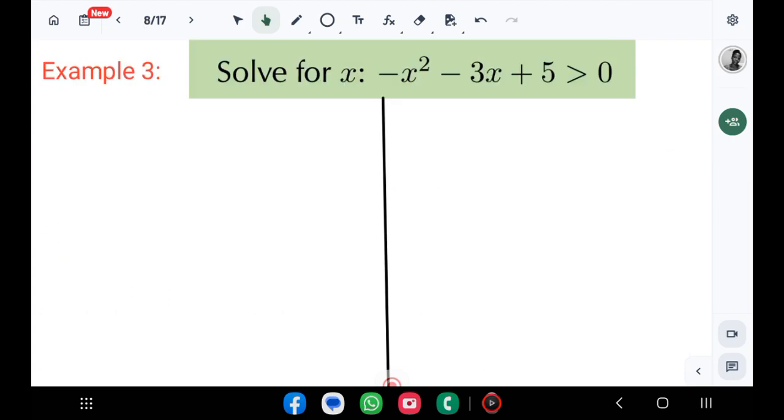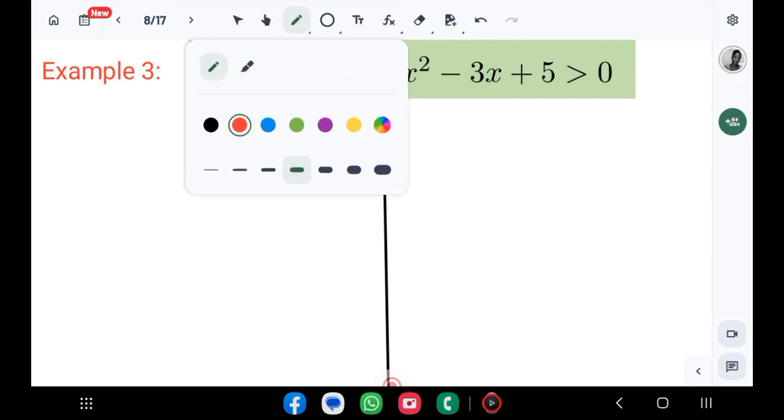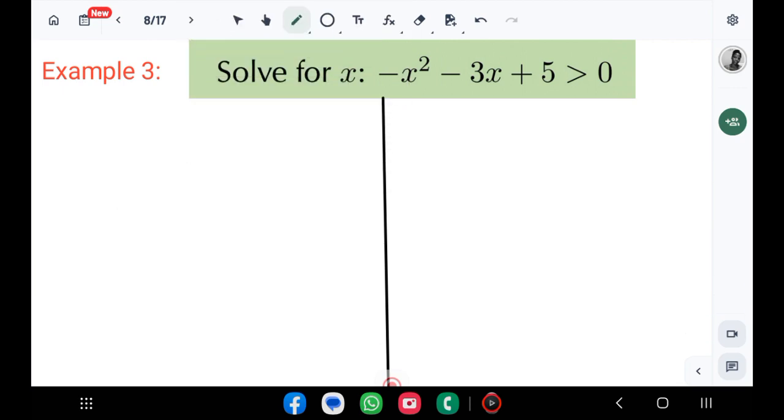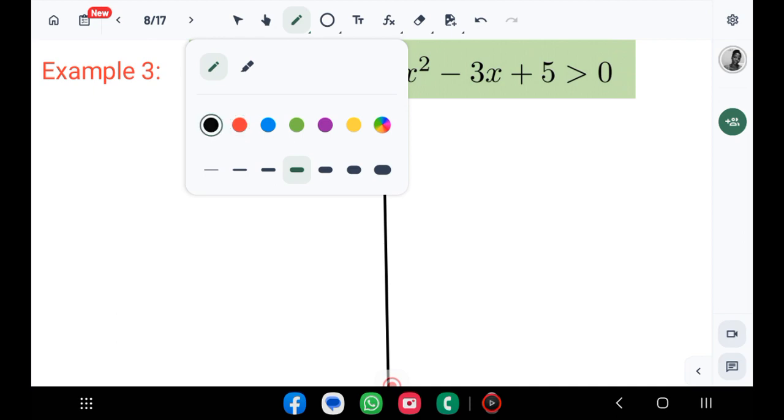Next question. Now we're looking at a question that will require us to multiply throughout by a negative, because we're starting out with a negative x squared. This makes it difficult for us to factorize. So finding the critical values will be even more difficult, because if we cannot factorize this, then we cannot find our critical value. So what we do is multiply throughout by a negative. That's step number 1.